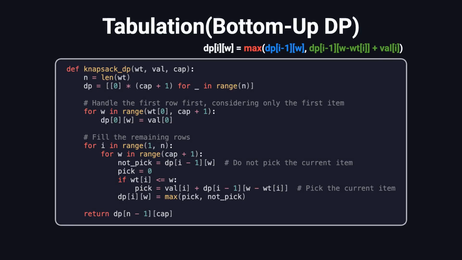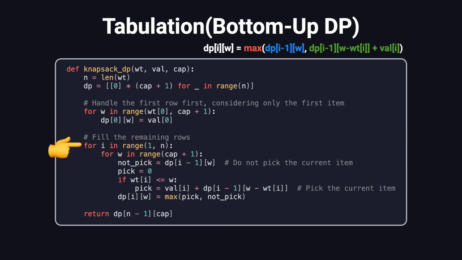Here's the corresponding Python code for the tabulation method. We use a two-dimensional list called dp, where the entry at row i and column W represents the best value achievable using items from index 0 up to i with capacity W. All cells start initialized to 0. We first fill out row 0. For each capacity, if the backpack can hold item 0, we set the value to that item's value. Otherwise, it stays at 0.